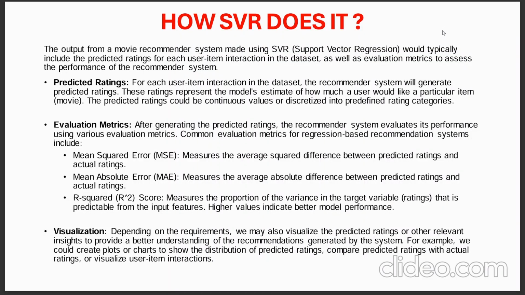It uses predicted ratings and evaluation metrics like mean squared error, mean absolute error, and R2 score for better performance, and it gives a basic visualization of the predicted rating system that provides a better understanding of how SVR works, creating these different preference ratings out of the user ID and user feedback.